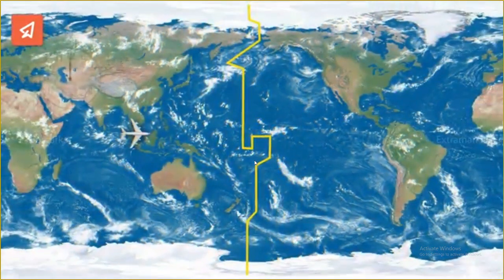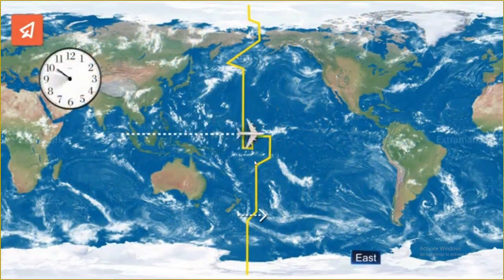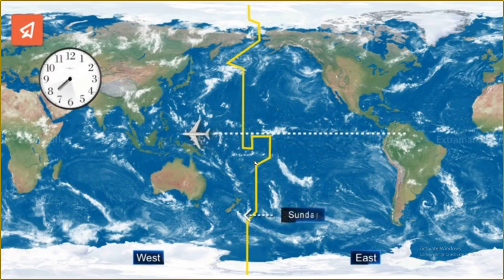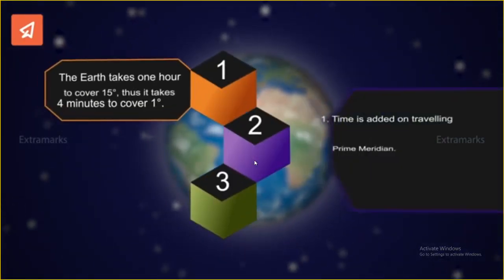After crossing the international dateline, a person traveling eastward on Tuesday will count the day as Monday. When traveling westward and crossing the international dateline, the trip begins on Sunday and ends on Monday. Let's recapitulate what we have learned.